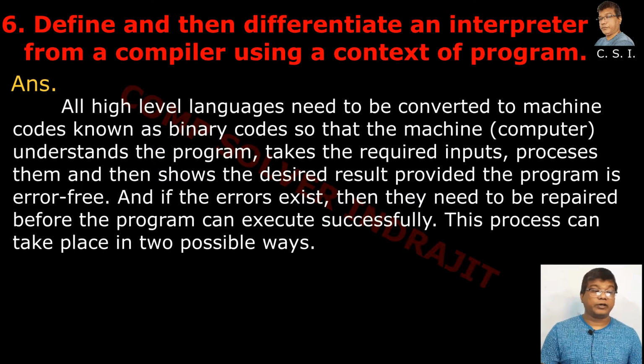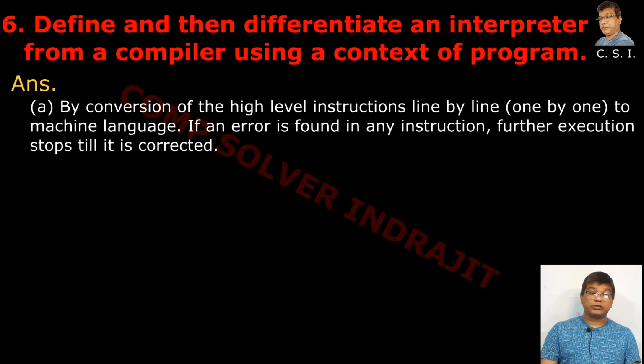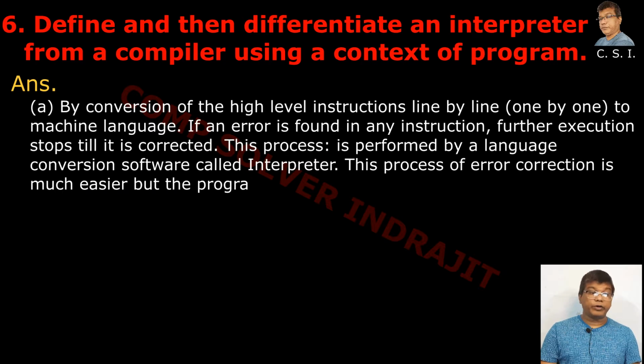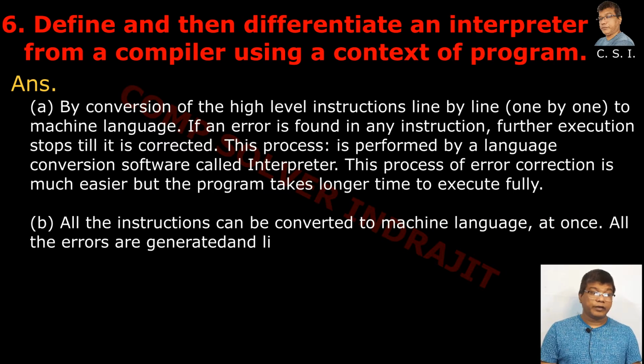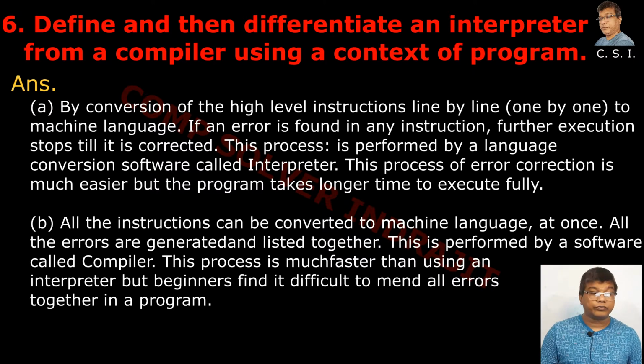This process can take place in two possible ways. Point number 1, by conversion of the high-level instructions line by line, or one by one, to machine language. If an error is found in any instruction, further execution stops till it is corrected. This process is performed by language conversion software called an interpreter. This process of error correction is much easier, but the program takes a longer time to execute fully.